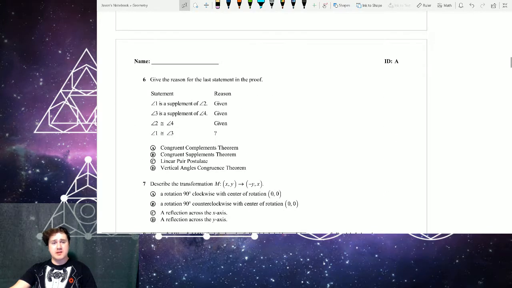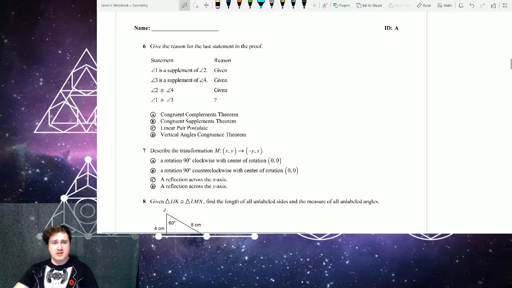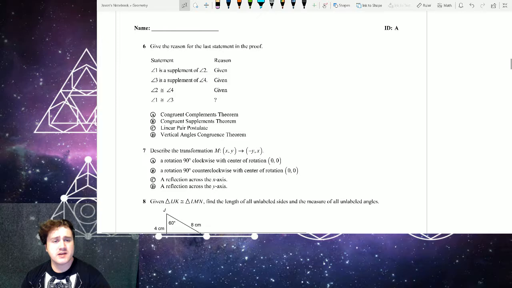That then takes us to number 6, where it says give the reason for the last statement in this proof. First off, it starts off that angle 1 is supplement to angle 2, and it was given. Angle 3 is supplement to angle 4, and it was given. And then angle 2 is congruent to angle 4, which was given.